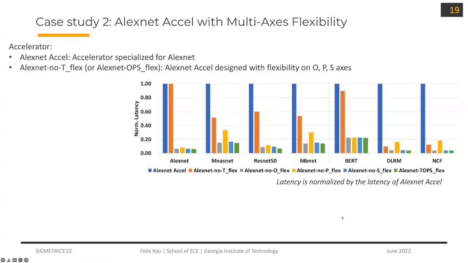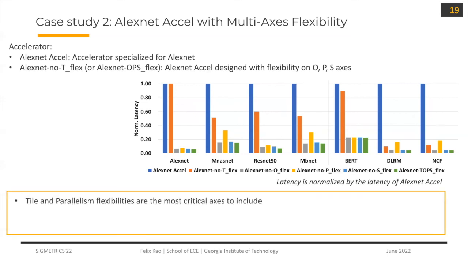First of all, the green bar here means we enable all axes, which is the most flexible option and will have the best performance. We can observe that the orange bar and the yellow bar are the highest for one model and another. It means the accelerator is more sensitive to tile and parallelism mapping axes. Also, we can observe the gray bar is almost as low as the green bar across all models. It means the order axis is the least sensitive.